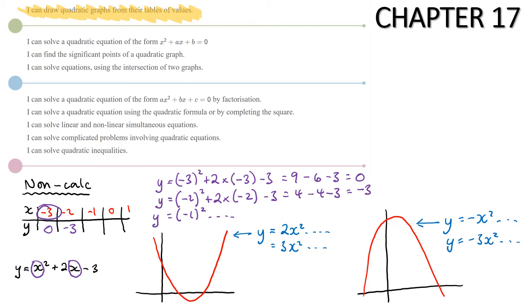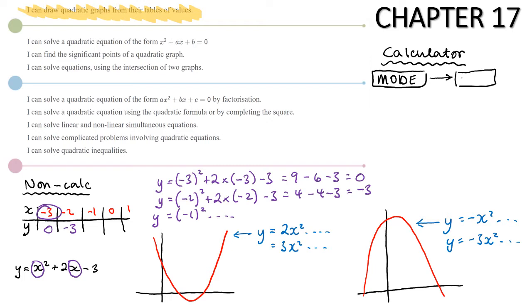So that's if it's on a non-calculator paper. If it's on a calculator paper and we need to fill in the table, then we'll use the table function on our calculator. To get that, you press the mode button. Then we're going to find the option that says table. That might be option number 3, all depends on your calculator. Then it will come up with this f of x. When that comes up, you just type in the quadratic.